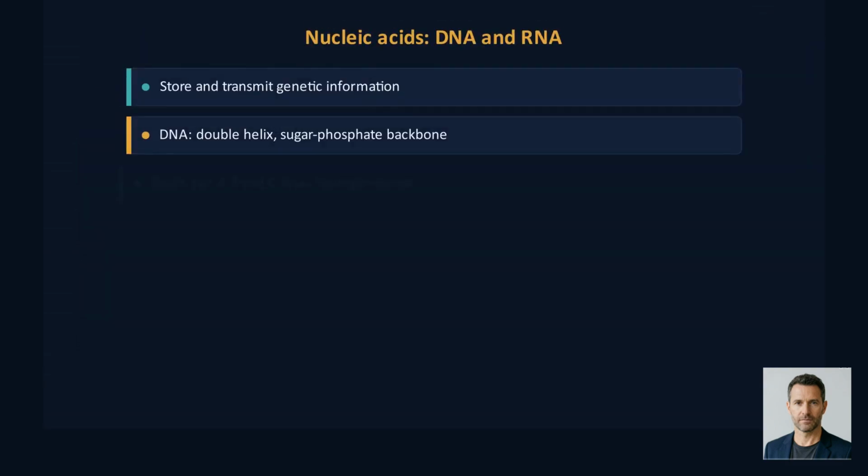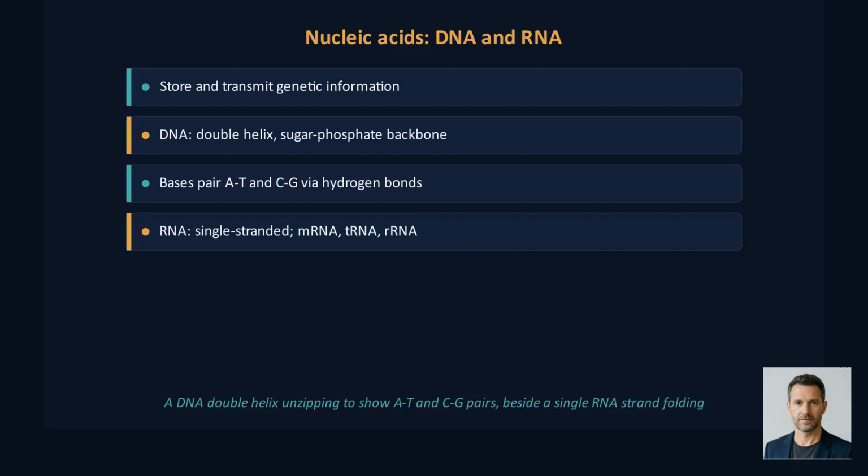That leaves our 4th and final family, the nucleic acids, which store and transmit genetic information. There are 2 of them. DNA is a double helix, 2 strands of nucleotides connected by hydrogen bonds between complementary bases. It has a sugar phosphate backbone, and its nitrogenous bases pair in a specific manner, A with T and C with G. That complementary pairing is what lets DNA be copied accurately during cell division.